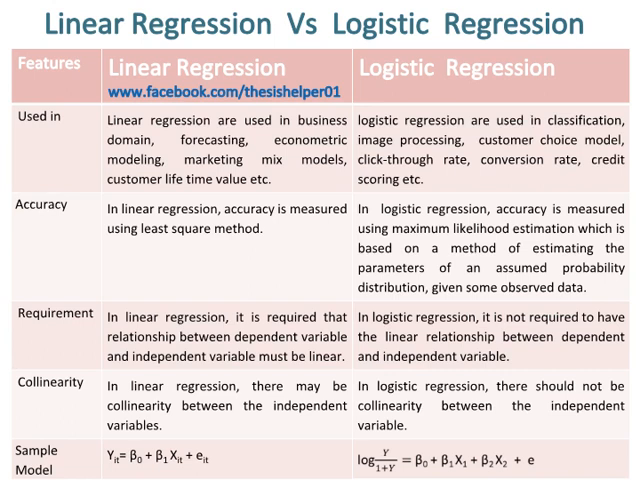In linear regression, it is required that the relationship between dependent variable and independent variable must be linear, whereas in logistic regression, it is not required to have a linear relationship between dependent and independent variable. In linear regression, there may be collinearity between the independent variables, whereas in logistic regression, there should not be collinearity between the independent variables. Sample model of linear regression and logistic regression are given.